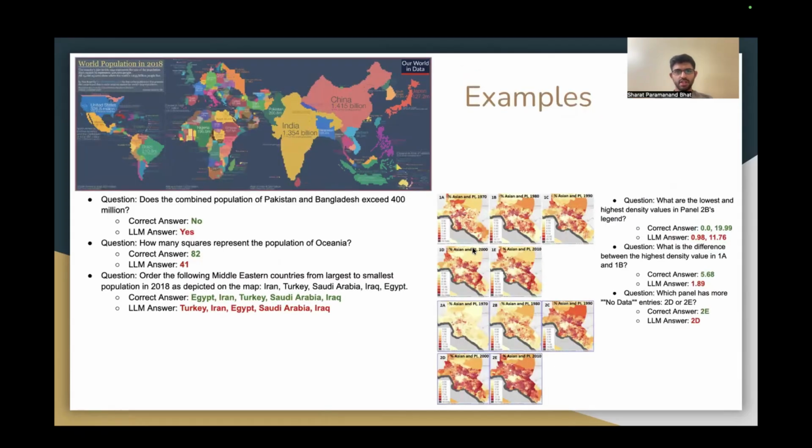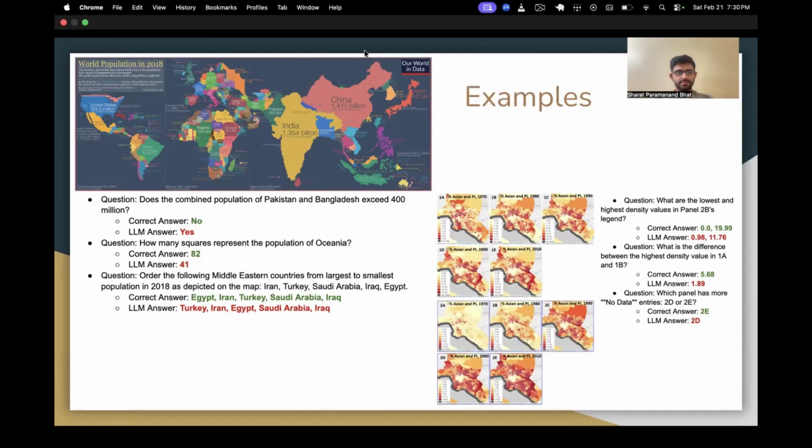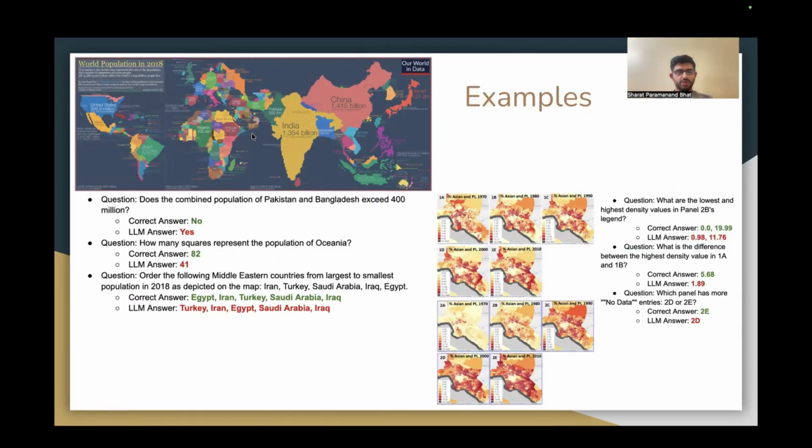To give you some examples, on the left, we have a cartogram map with Boolean, counting, and ranking type questions. And on the right, you have multiple maps, which require question answering based on comparison and some numerical calculation.